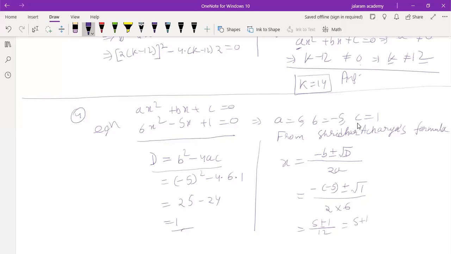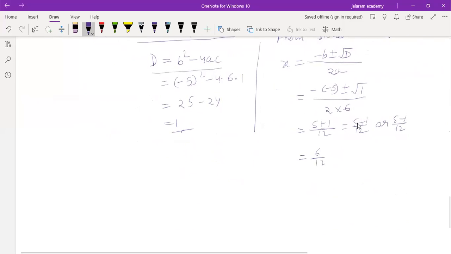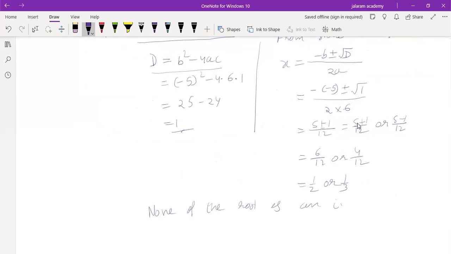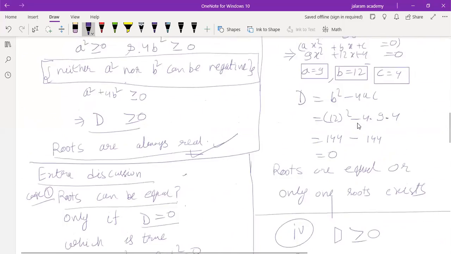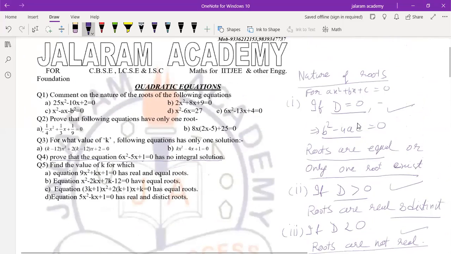So either 5 plus 1 by 12 or 5 minus 1 by 12, equals 6 by 12 or 4 by 12, equals half or 1 by 3. So none of them is an integer. None of the roots is an integer, hence proved that it cannot have an integral root, which we have to prove in our question. Prove that this equation has no integral solution.